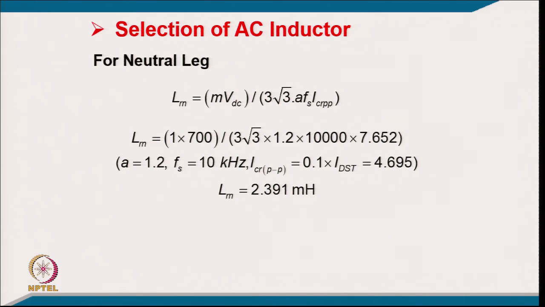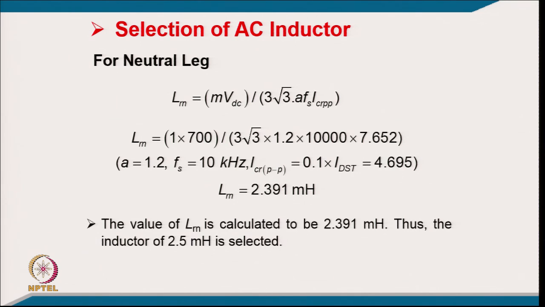Coming to the neutral leg, that is virtually what voltage can appear across the neutral leg. From this relation and putting the values, you get a typical value of 2.391, a little higher than the phase value, and corresponding to that, around 2.5 millihenry is selected.